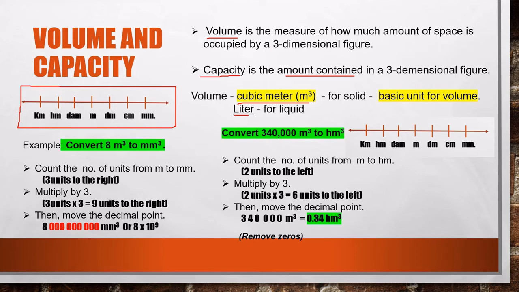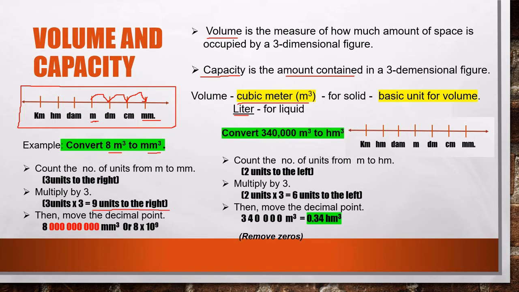For example, convert 8 cubic meter to cubic millimeters. First, count the number of units from meter to millimeter. So that is 1, 2, 3. Okay, so there are 3 units to the right. Multiplied by 3 is 9 units to the right.